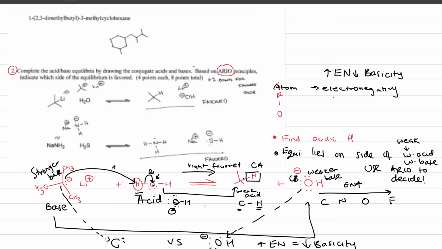Equilibrium lies on the side of the weaker base. Carbon does not hold on to the lone pair very well compared to oxygen. So carbon is more basic: C minus is more basic than O minus.